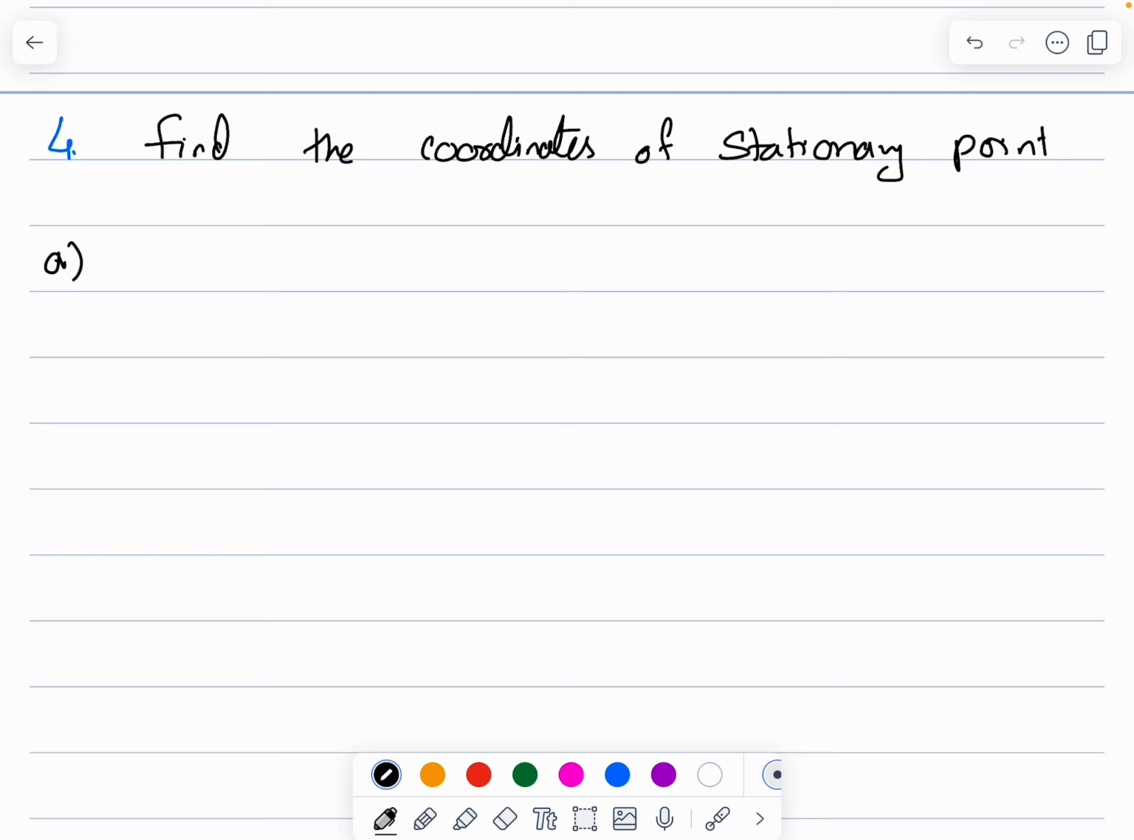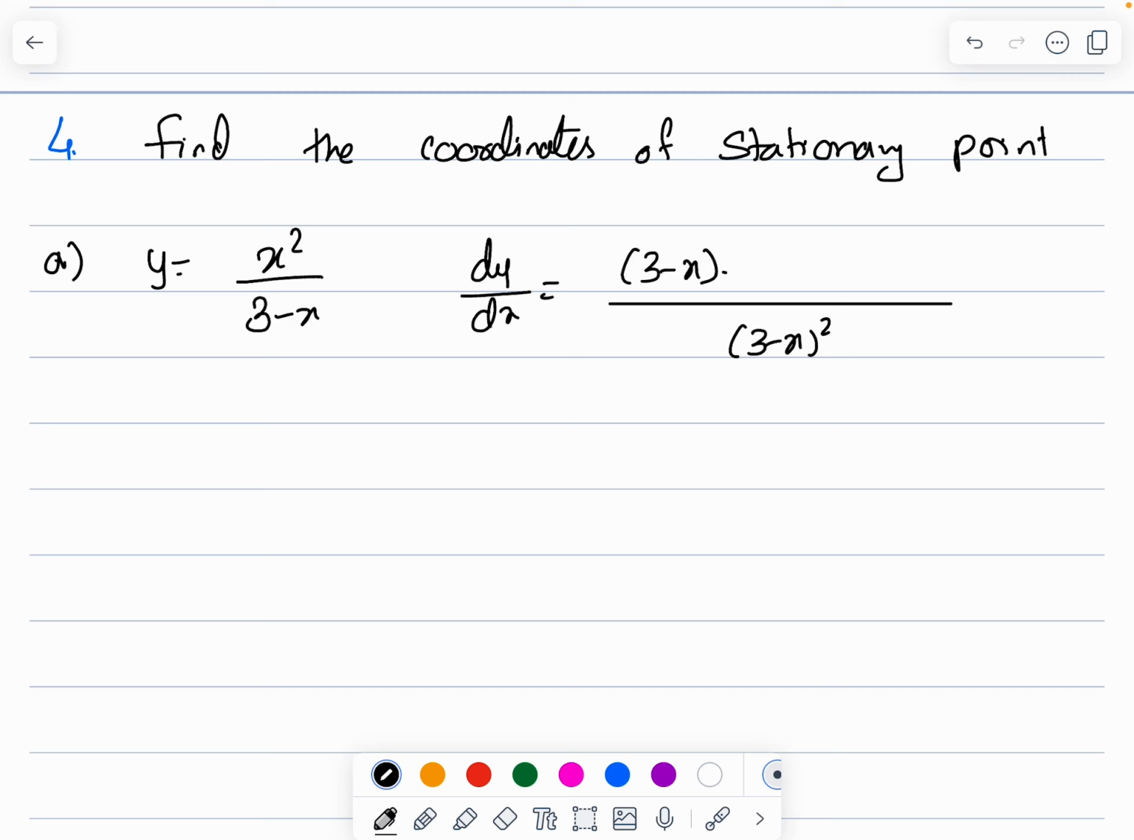So the first one, y equals x square upon 3 minus x. So what am I going to do? dy by dx equals (3 minus x) whole square. 3 minus x, x square derivative is 2x, minus x square as it is, negative x derivative is negative 1. So it becomes 6x minus x square upon (3 minus x) whole square.